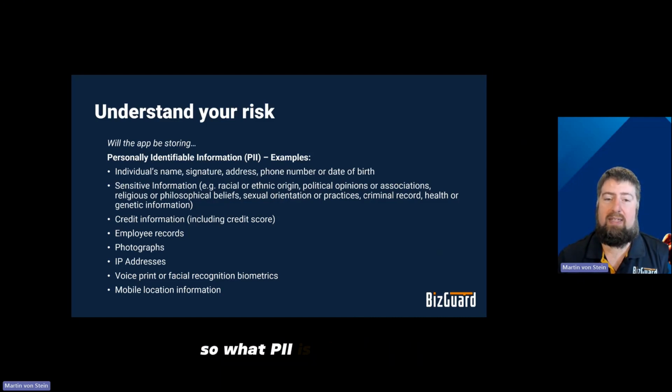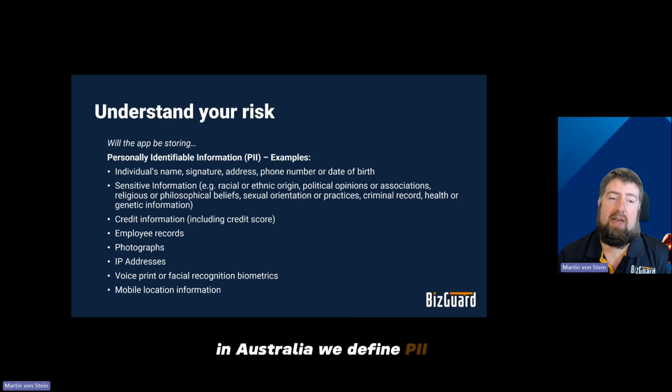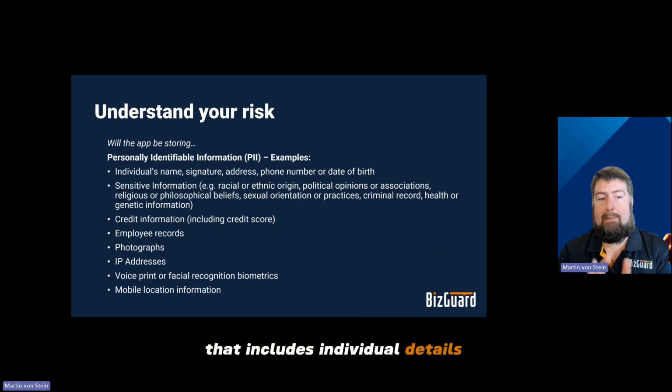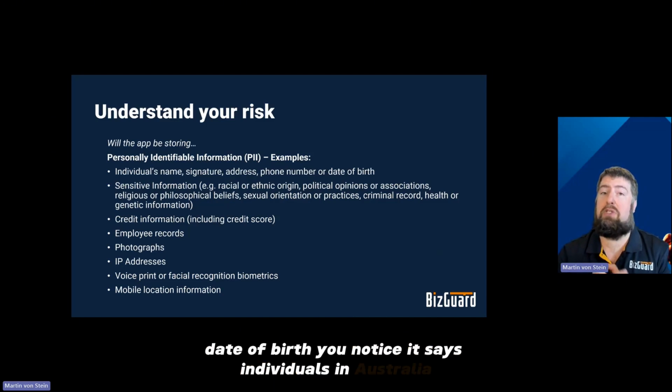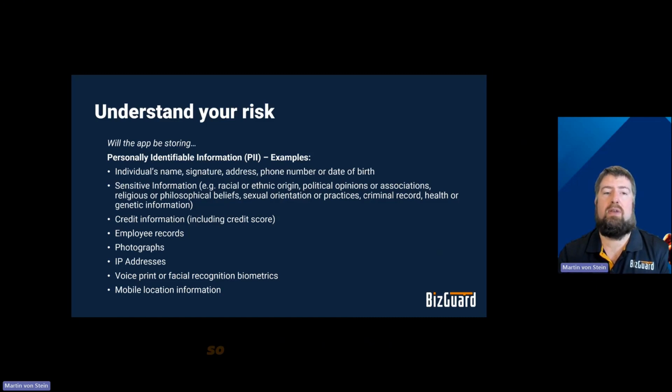So what PII is, and I've lifted this from a government website. In Australia, we define PII as something, for example, that includes individual details like names, signature, addresses, phone numbers, date of birth. You notice it says individuals. In Australia, we don't consider business details such as business names, business addresses, business phone numbers. We don't consider that personally identifiable information, right? So if that's all you're tracking in your app, not too bad.